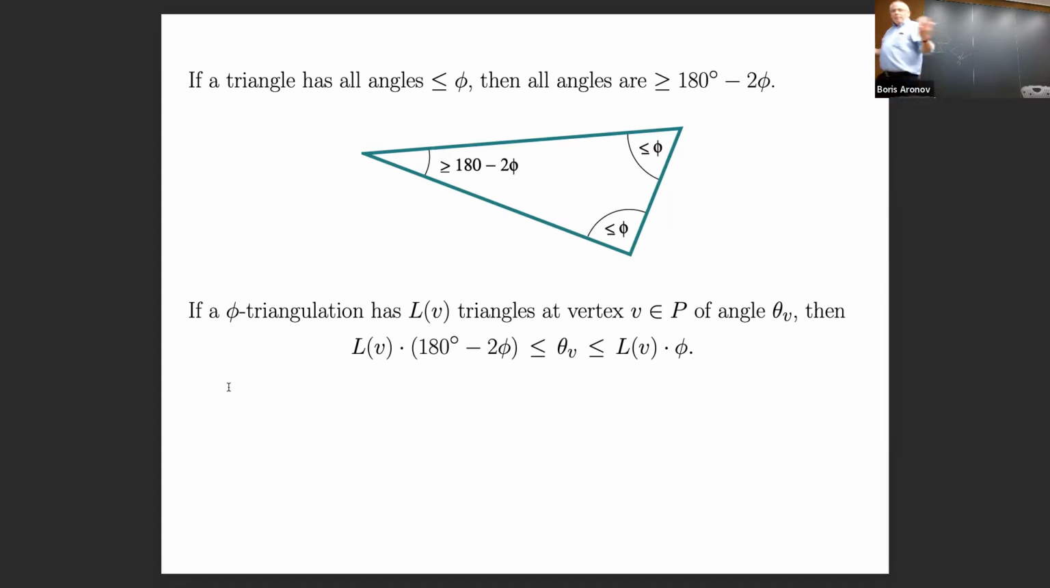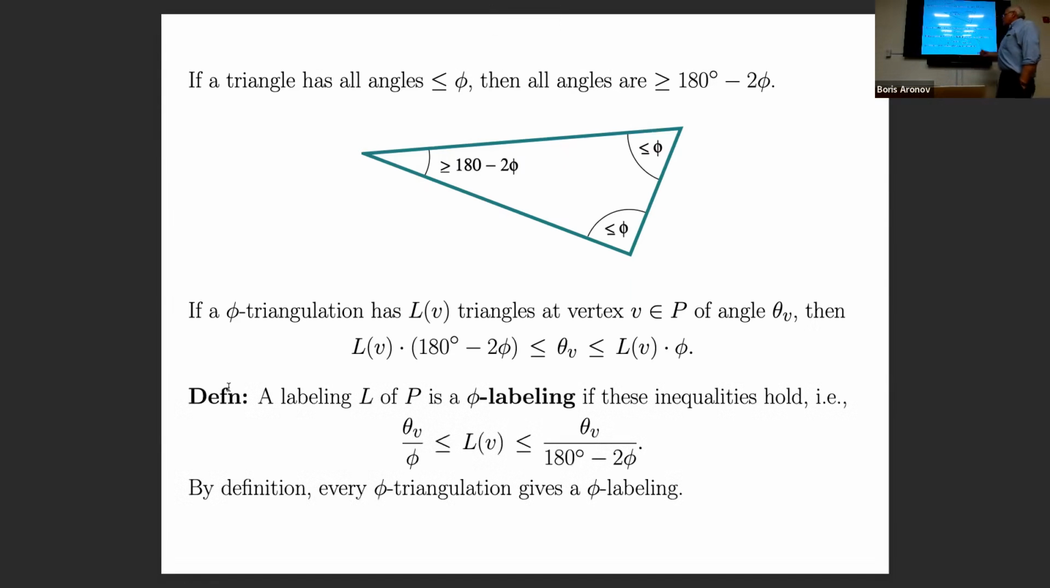So when I give you an upper bound for my triangle angles, I automatically get a lower bound that comes with it. And at each vertex, the angle of the actual vertex has to be at most the number of triangles times the upper bound, and at least the number of triangles times the lower bound. And so if you give me a labeling, it's called the phi labeling if it satisfies these inequalities. So if the labeling comes from a triangulation, it has to satisfy this.